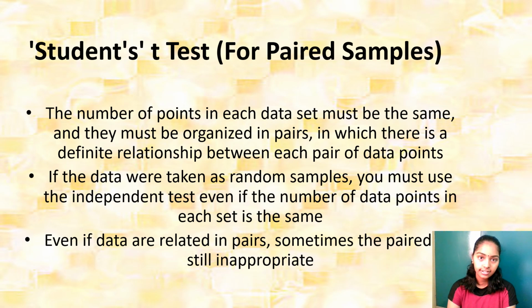For Student's t-test for paired samples, the number of points in each data set must be the same and they must be organized in pairs in which there is a definite relationship between each pair of data points. If the data were taken as random samples, you must use the independent test even if the number of data points in each set is the same. Even if data are related in pairs, sometimes the paired test is inappropriate.